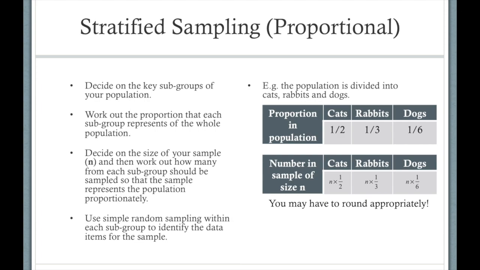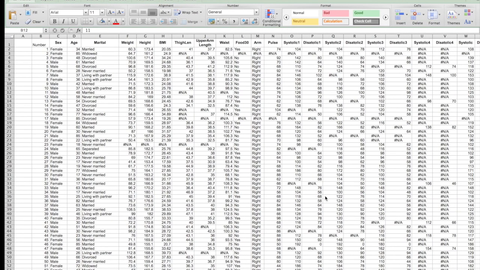Once we've identified how many items we need from each subgroup, or how many people we need from each subgroup in our case, we then use simple random sampling within the subgroup to identify which items or which people are included in the sample. Be aware that you may have to round appropriately when calculating the number of items in the sample. So let's revisit our spreadsheet.